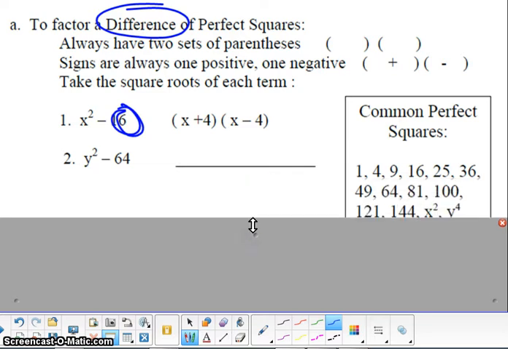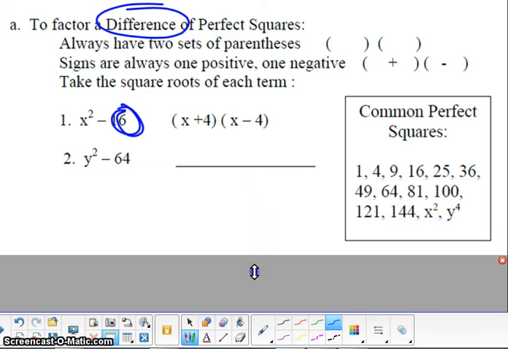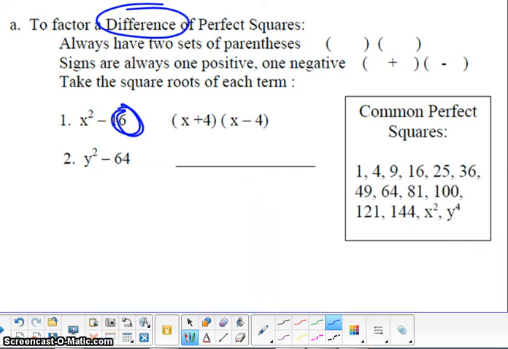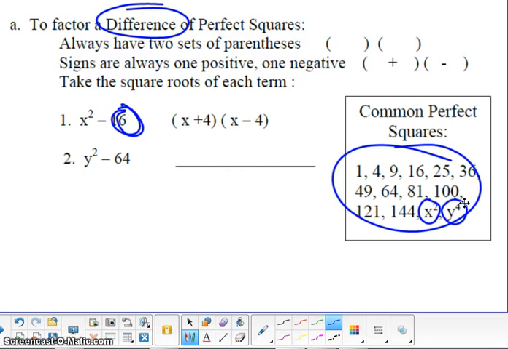And then I want you to try the next one. And then also just be aware to start memorizing these if you haven't done it already. Common perfect squares are in this list. Notice that I have some variables in there. You're going to see those as well as common perfect squares. Okay, and then a couple more that I would like you to practice.